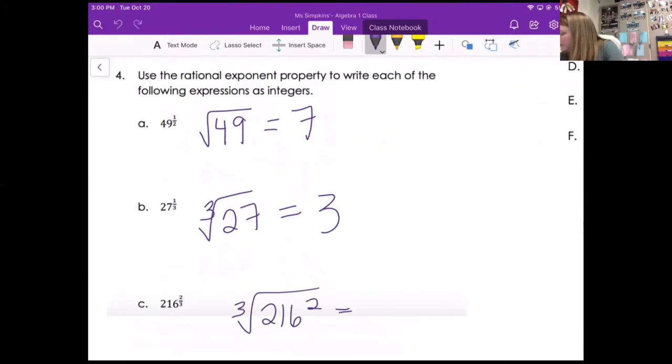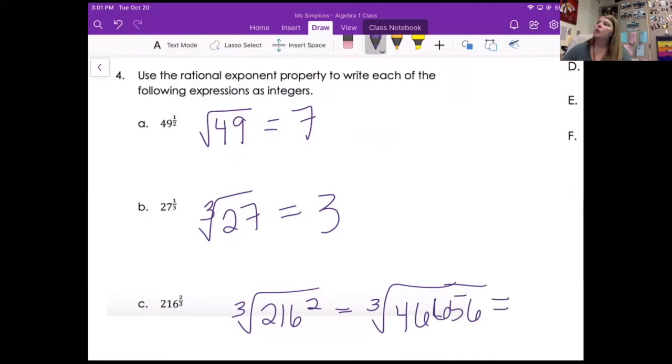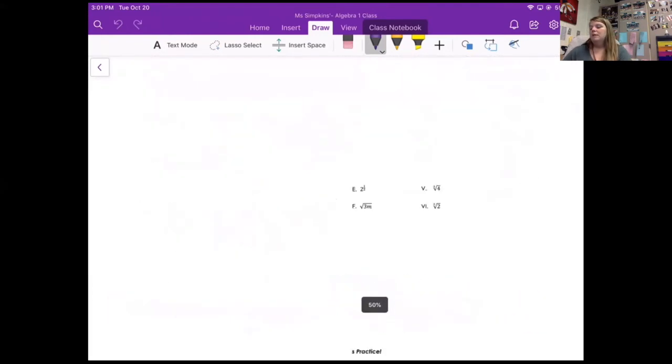And then letter C would be the 3rd root of 216 squared. 216 squared is 46,656, which is a large number, but when you take the 3rd root of it, you should have gotten 36. Yeah, 36. Beautiful. I got that the second time, the first time I did 216 times 1, 2. That's awesome.